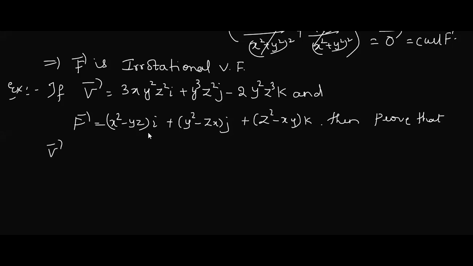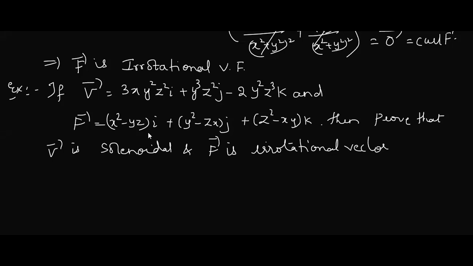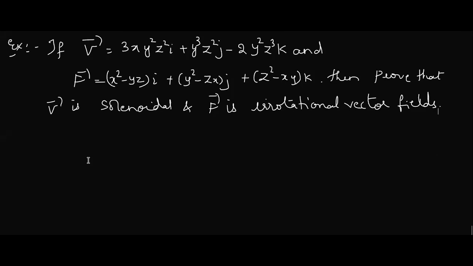V bar is solenoidal and F bar is irrotational vector fields. Okay, so they have given two vector fields. First, let us go in order. First, we have to show V is solenoidal. So what do I have to show? Whether we have to consider the curl of V or the divergence of V?